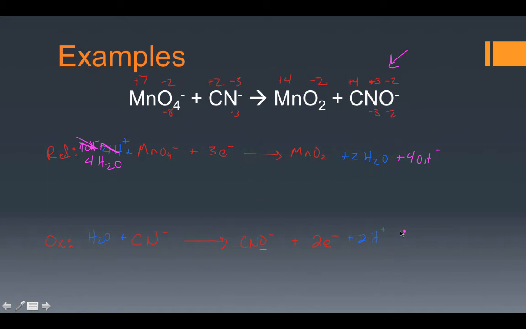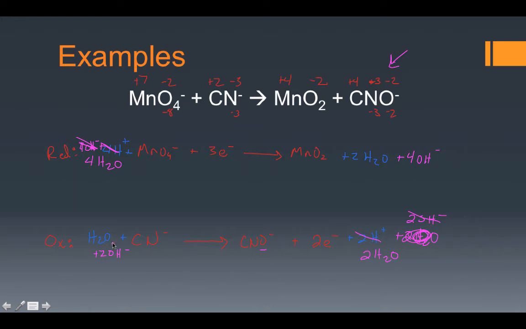Likewise, down here I have 2 H pluses, which means I'm going to add in 2 OH minuses over here. The OH here is going to cancel with the H plus here to make 2 H2Os, which means I also need to add in 2 OH minuses on this side. I have now balanced the reaction under acidic conditions and then corrected the reaction to make sure that it is now balanced under basic conditions.